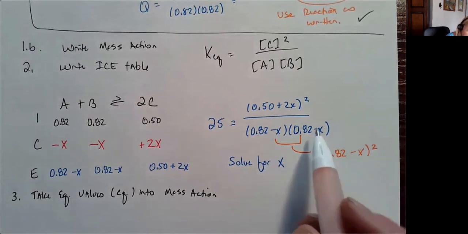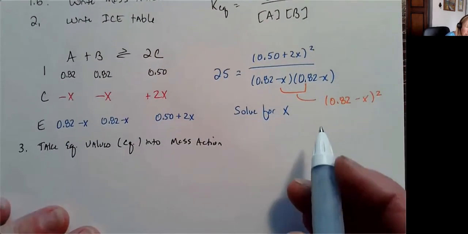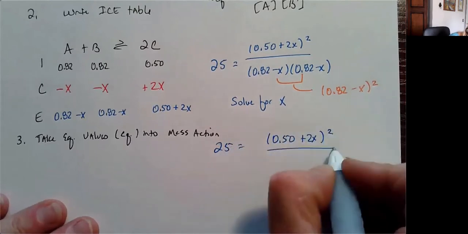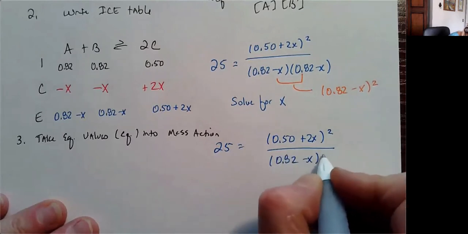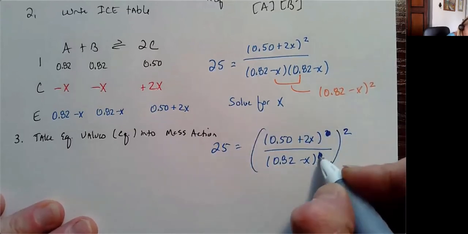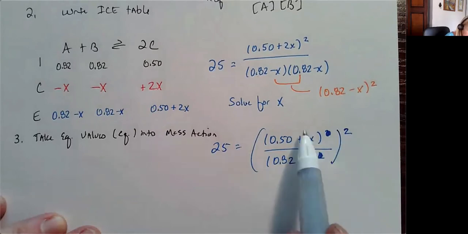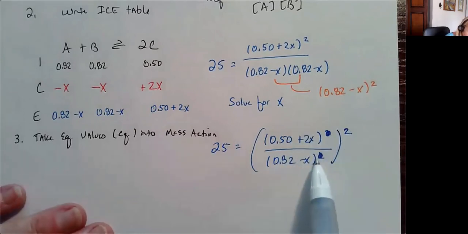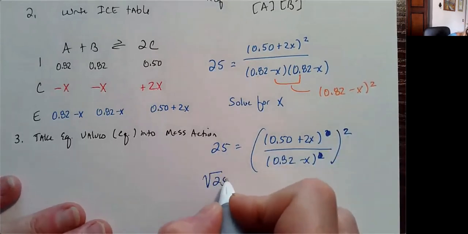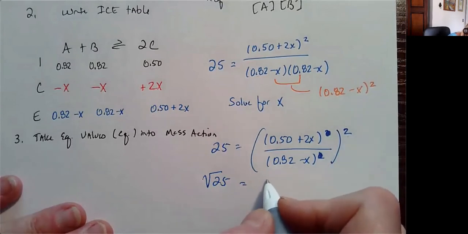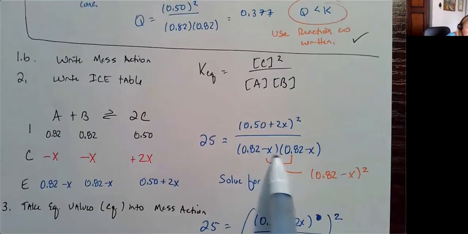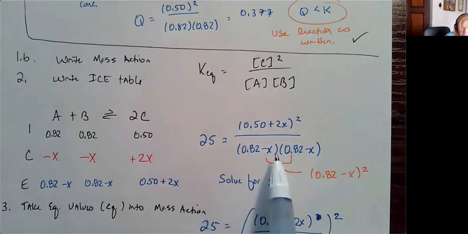So that means that if I take this down, and I'm going to use this down here, and say 25 equals 0.50 plus 2x squared over 0.82 minus x squared, I can actually take this square out and put it to this whole thing. Both of these are squared, then I can take the division of this and then I can square it. I want to get rid of this square, so I'm going to take this over here and take the square root of 25. And that's going to allow me to get rid of that square, and it's also going to allow me to avoid the quadratic equation. And I can only do this because these were the same down here. So if these were different, I would have to solve this whole thing.